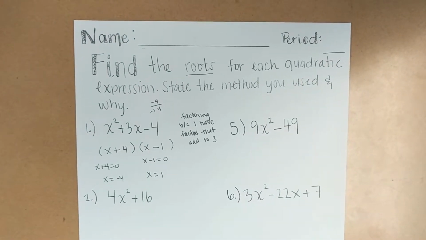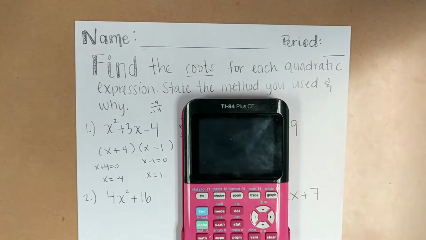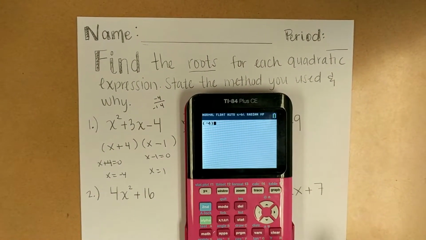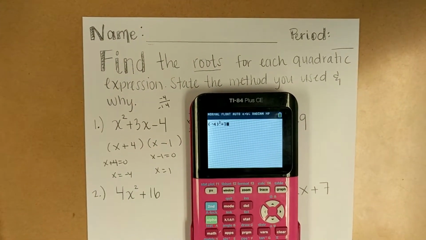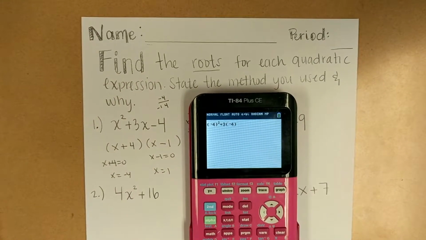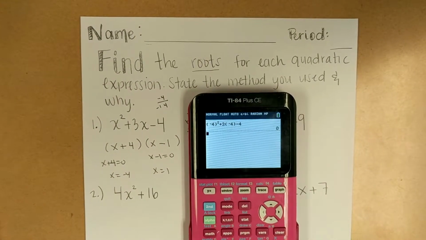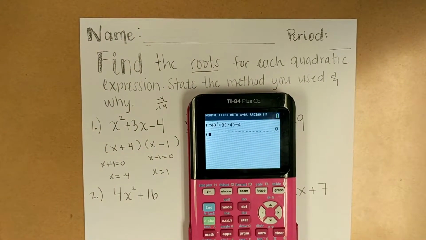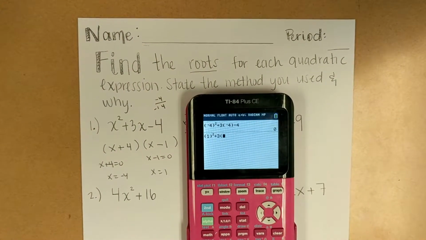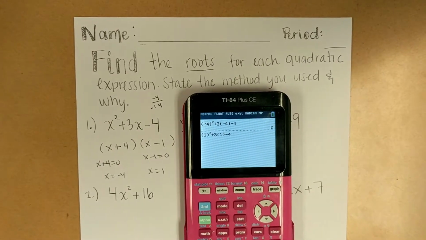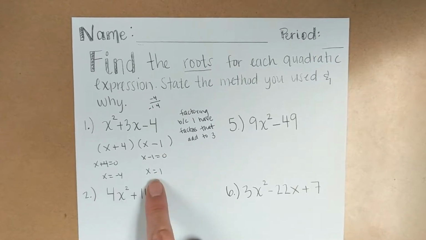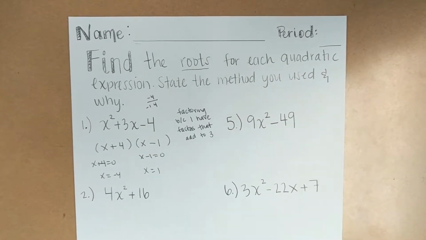Now I like to double check myself just to make sure I'm correct. And so I'm going to plug in -4 squared. I'm just plugging it in for my x's, plus 3 times -4 minus 4. And that equals 0. So I know that one's correct. And then I'll just plug in 1. And that equals 0. So I've checked my work. These are my zeros, and factoring would be the best method for that.